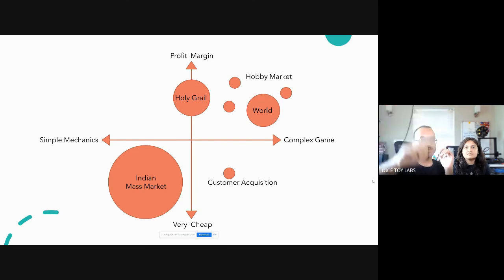Our holy grail right now is a game which has a decent profit margin and just about the right mechanics in the game. Not too many, not too few, just enough. And it should have a good profit margin. We are actually targeting that holy grail right now. That market is huge. This market caters to the world market. The hobby market has the right mechanics, people are willing to pay, and you're making money. That is the perfect product in your portfolio. If you have more than one, you're going to be rich. And don't ever run out of stock. That is another disaster.